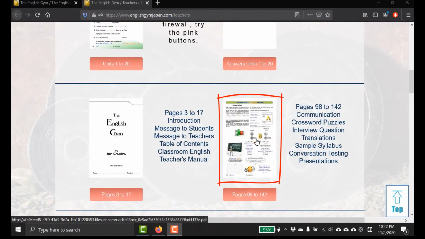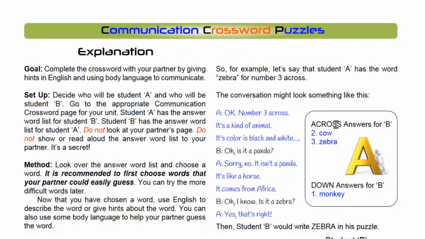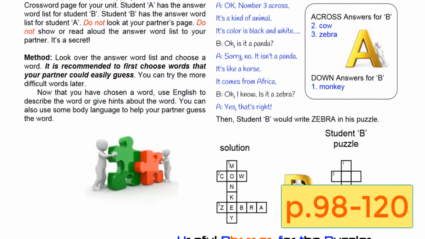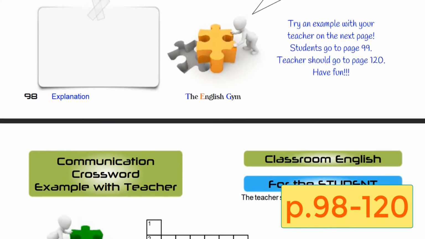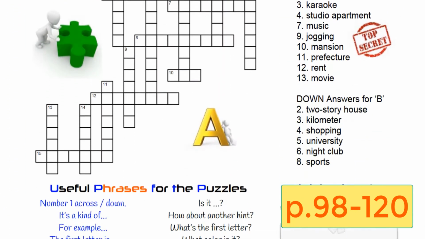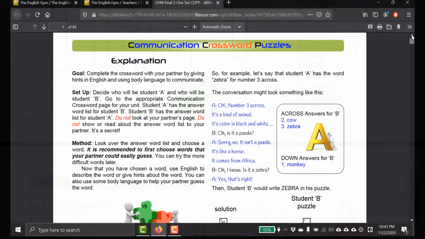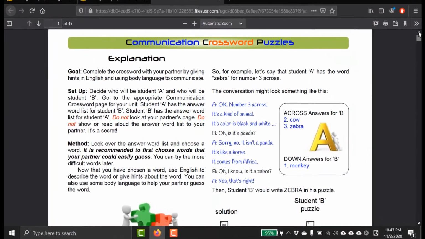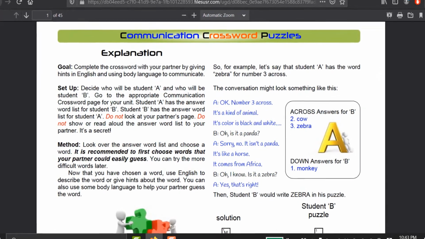And the last part is the back of the book, which includes the communication crossword puzzles. This is an activity that students really enjoy doing. In fact, it might be some students' favorite activity. There's a full explanation on page 98. I'll usually project this page on the screen when doing the puzzles for the first time.